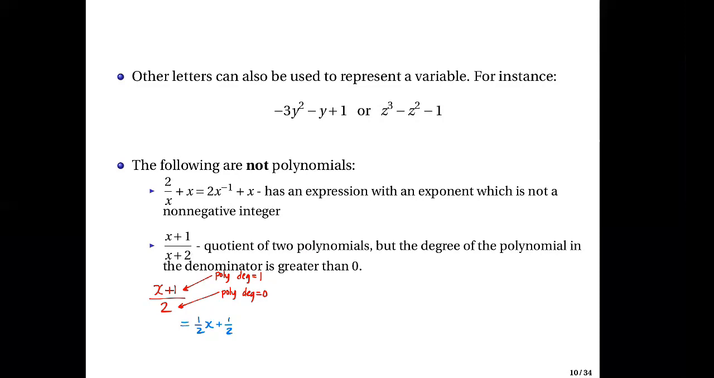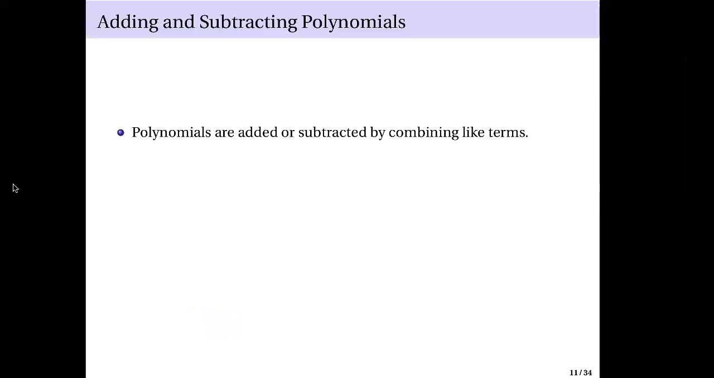Now, one of the goals for this lecture is to do some operations on polynomials. First, we can add or subtract polynomials. When we do that, we are actually combining like terms. You look at each of the monomials in the second polynomial and find its corresponding like term in the other polynomial, and then combine them.